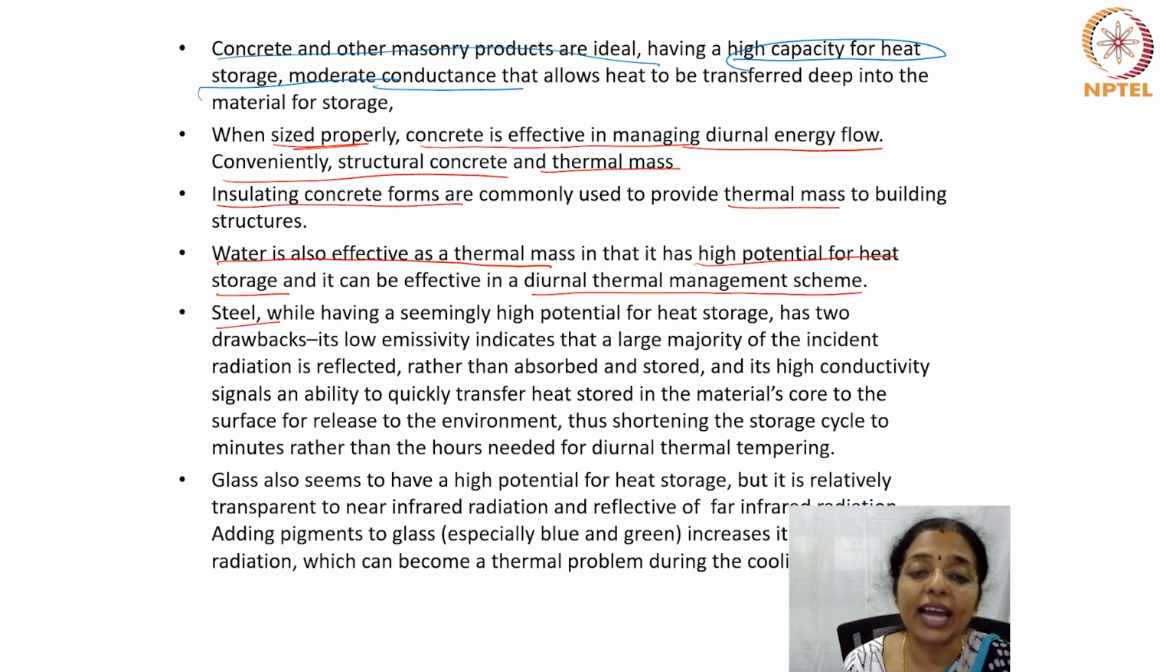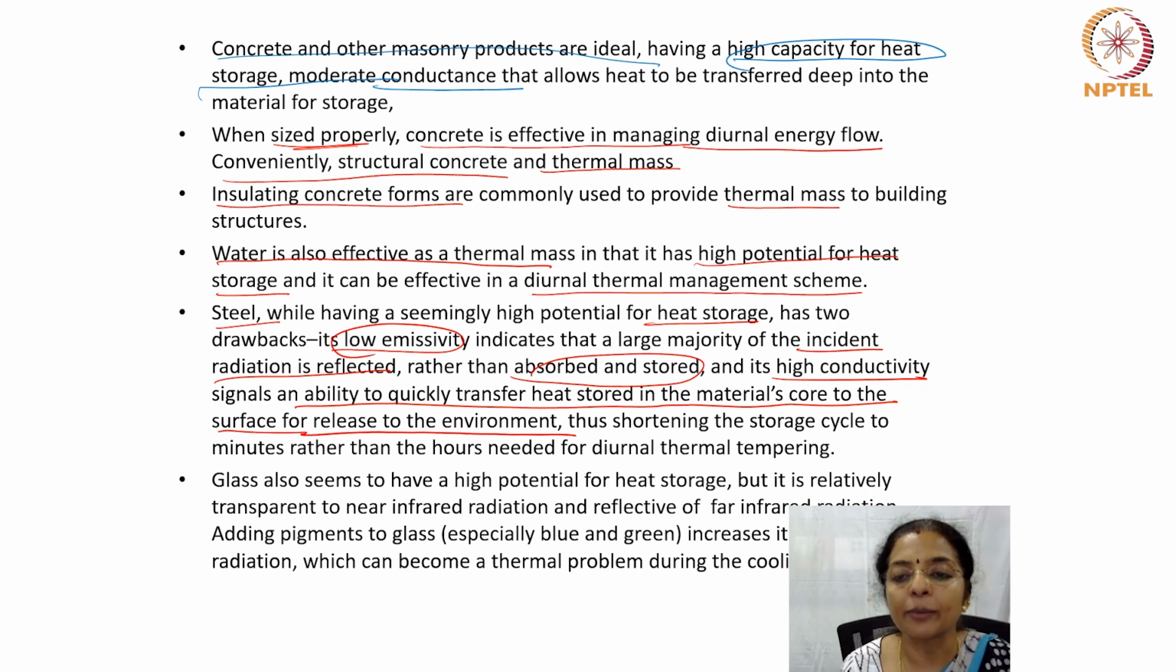Steel, while having a seemingly high potential for heat storage, has two major drawbacks. It has low emissivity, which indicates that a large majority of the incident radiation is reflected rather than absorbed and stored. And its high conductivity signals a quick ability to transfer heat stored in the material's core to the surface for release to the environment, thus shortening the storage cycle to minutes rather than hours, which is needed for diurnal thermal tempering.